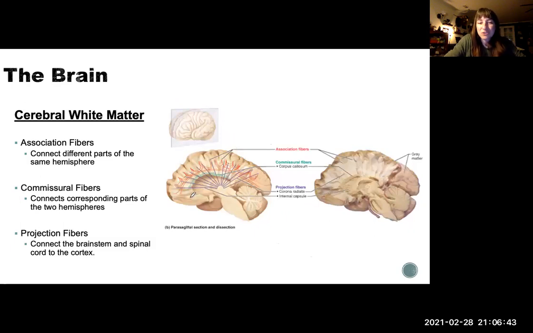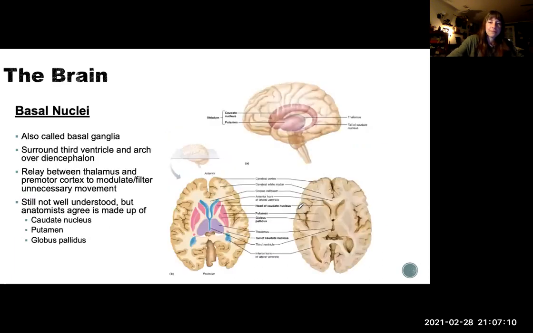Here's another view. So here's our sagittal section of the same thing. Your little association fibers connecting different parts of the cerebral cortex on the same side, in the same hemisphere. Your little commissural fibers, which appear in cross section in this image because they are reaching across the hemispheres, and your projection fibers, which are reaching all the way from the brainstem to the cerebral cortex on both sides. All right.